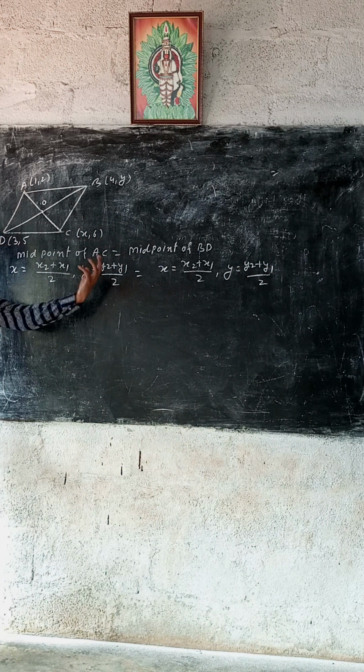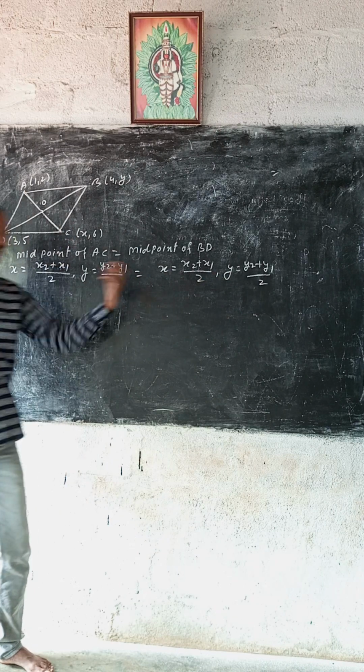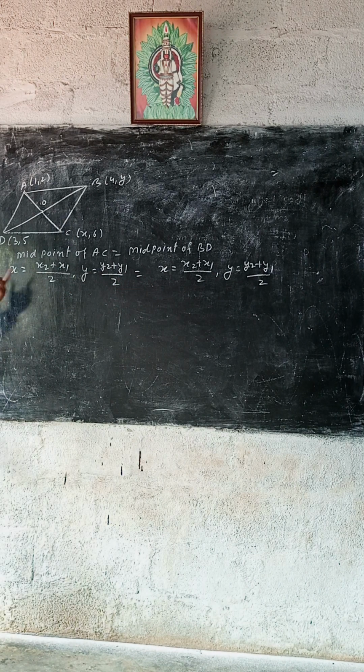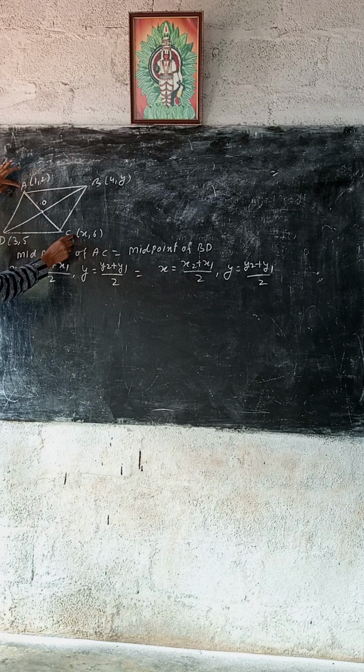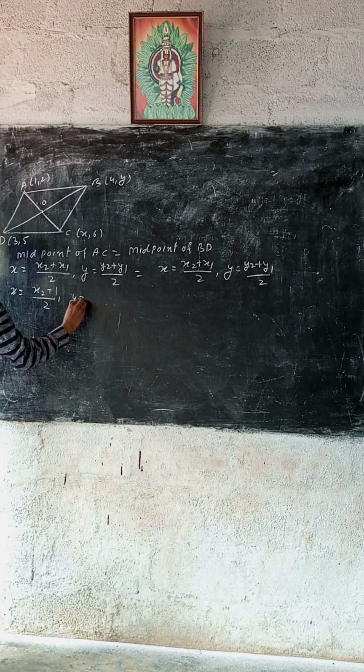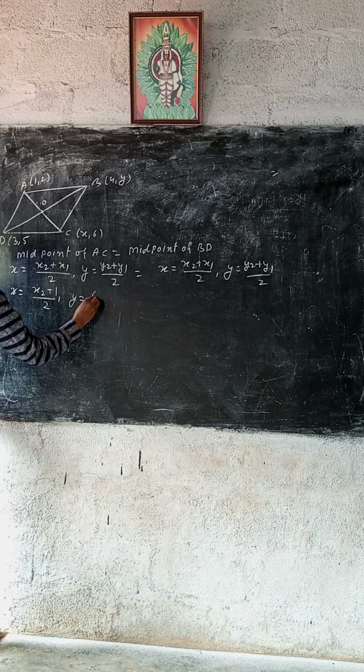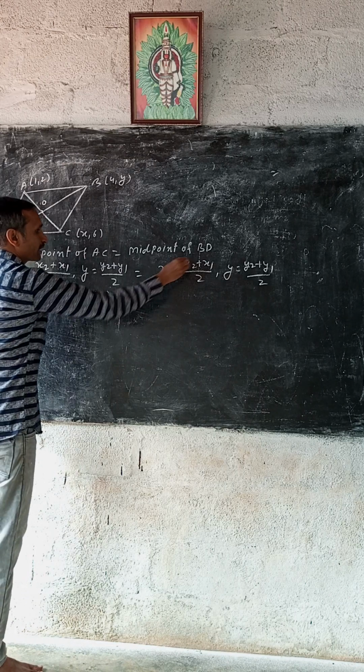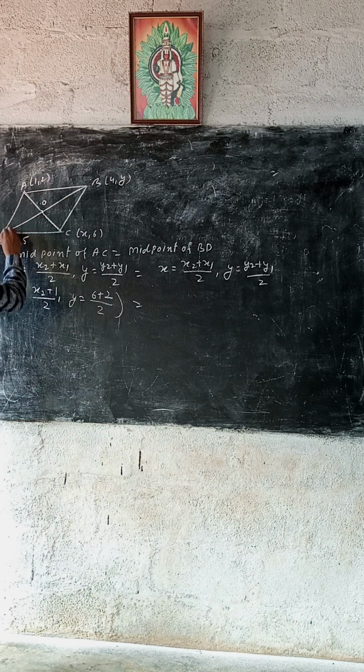Now keeping the values in both sides, the midpoint formula is written. First we take AC, the x value. x is equal to (x plus 1) by 2. The y value: y is equal to (6 plus 2) by 2. This is for AC.